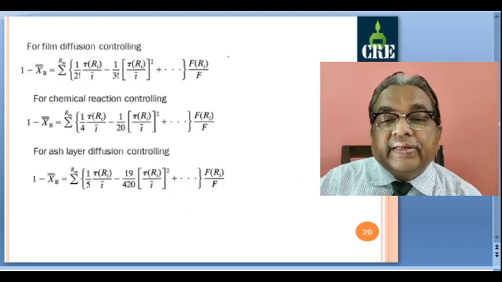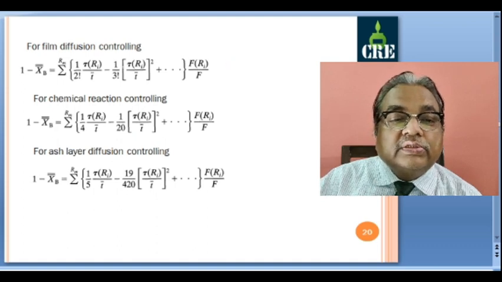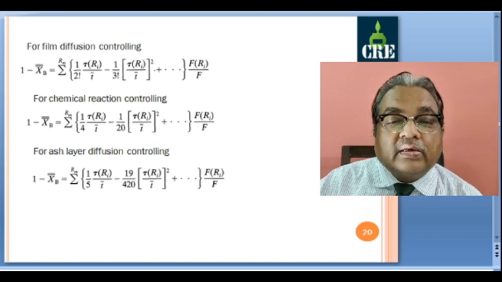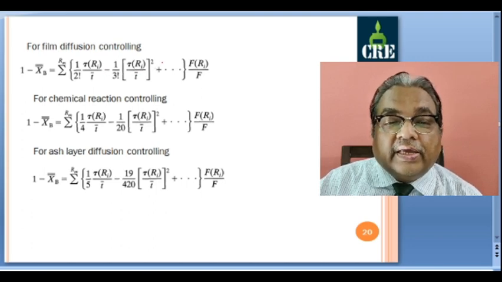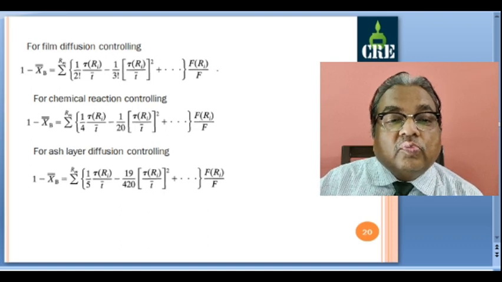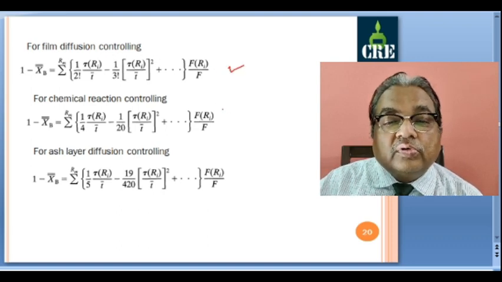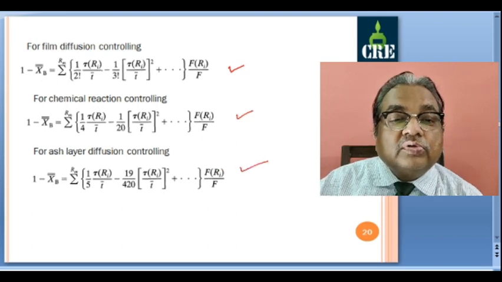And we don't have to derive any expression, we have already derived the first part, that is 1 minus xb bar for any Ri. So for film diffusion control, chemical reaction control, and ash layer, for film diffusion control, this is tau by t bar for any value of Ri.